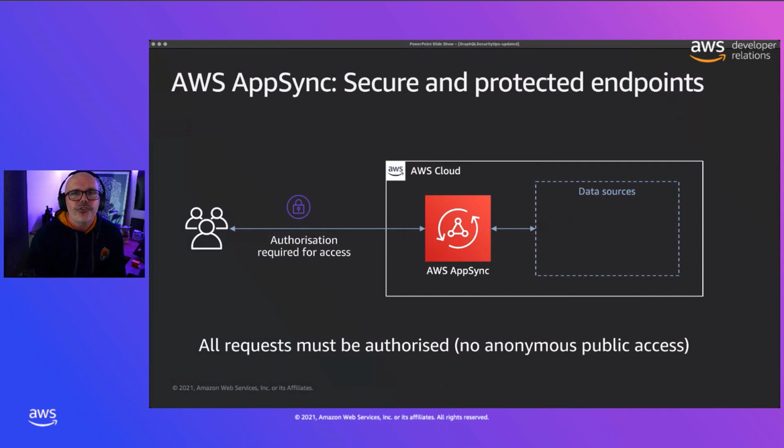So AppSync allows you to deploy secure and protected endpoints. So AppSync always requires some type of authorization to get access to the API. It allows you to create a GraphQL endpoint with some type of authorization that you need to provide to get access to it. So in other words, no anonymous public access is allowed. This is very important to understand. There's also always some type of credentials that you need to provide to gain access to that API.